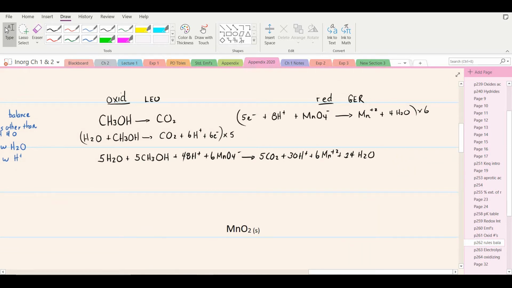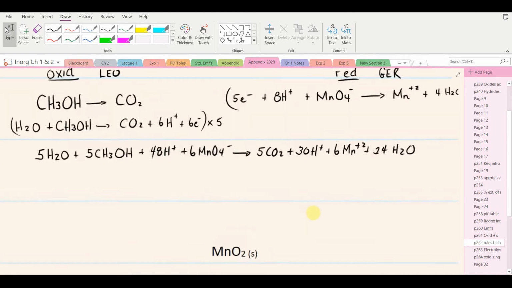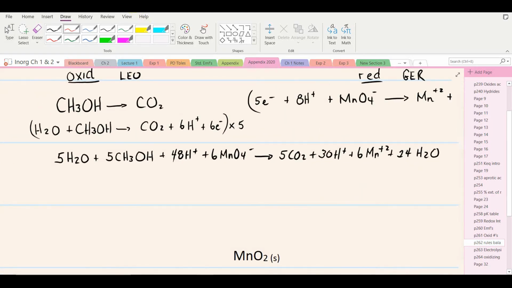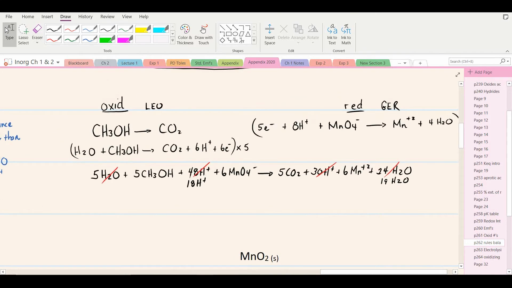All I need to do is cancel any common species. So I see on the right I have 30 H plus that I can subtract from the left. I'll wind up with 18 H plus on the left. I can cancel 5 water from the left and take them away from 24. I'll have 19 water molecules on the right. And that's it. Not so bad, right? Balance for charge and mass.